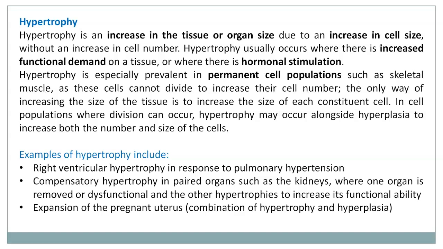More examples of hypertrophy include right ventricular hypertrophy in response to pulmonary hypertension. Means in pulmonary hypertension, hypertrophy of the ventricle occurs. Second example, compensatory hypertrophy in paired organs such as the kidneys, where one organ is removed or dysfunctional and the other hypertrophies to increase its functional ability. Third is expansion of the pregnant uterus. So these are the examples of hypertrophy.